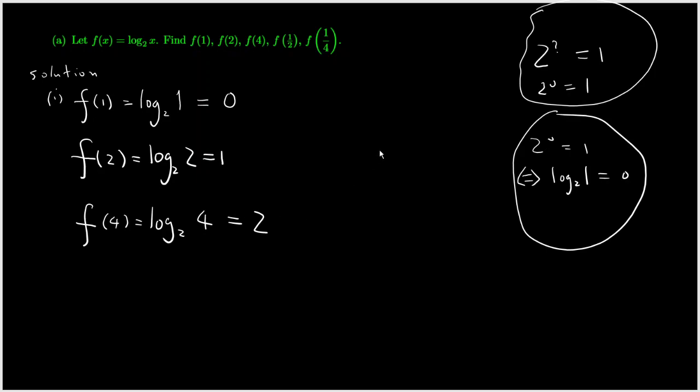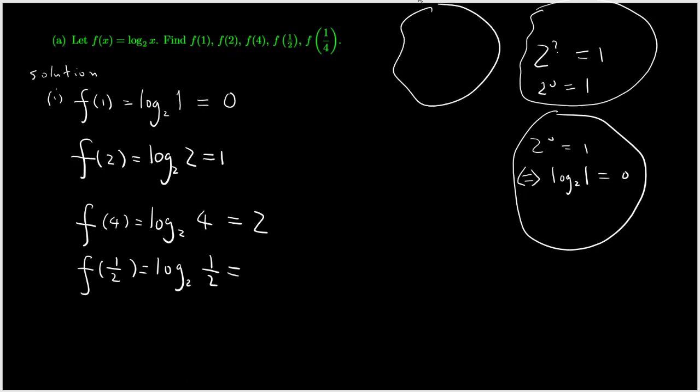Now let's try something even more complicated. The value of the function at 1/2. We are trying to compute the log to the base 2 of 1/2. 2 raised to what power is equal to 1/2? You see it's -1, right? 2 to the power of -1 is equal to 1/2. This will give you the value of the log. So that makes sense? It's -1.